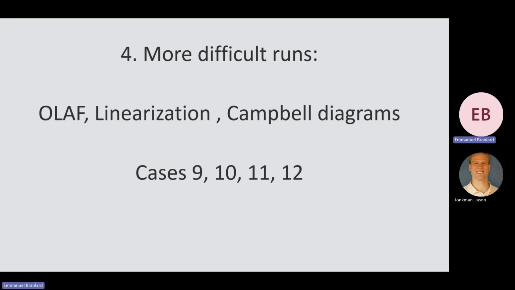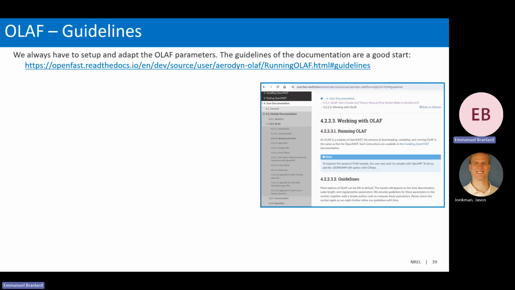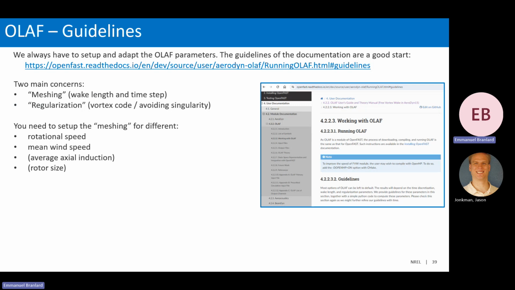In that case, you'll find examples for OLAF. I think it's fun also to try OLAF. The big thing, so OLAF is our vortex method code. So if you have a vertical axis turbine, if you want to do something better than BEM, you can try it. What's very important is to read the guidelines.